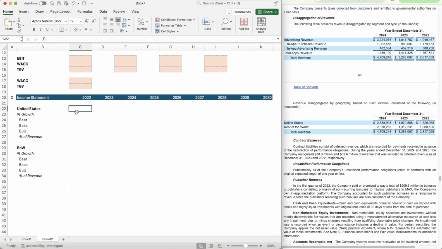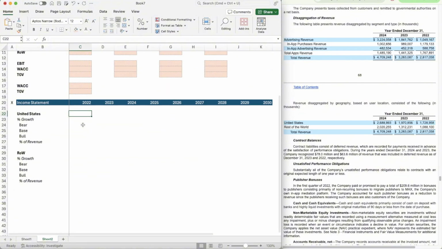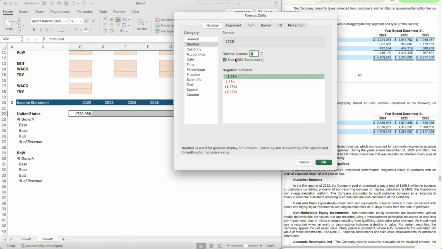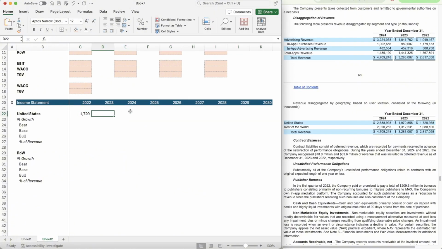2022 17, and this is done in thousands, these revenues, but we're looking at this in millions. So we're going to go 1728.958, and let's do the formatting how we all like it. Number, remove the decimal places, thousand separator, and do the negative numbers in brackets. Okay, looks good. Then we have 1970.856, 2688.993. And to find the growth, we take the year divided by the previous year minus 1.